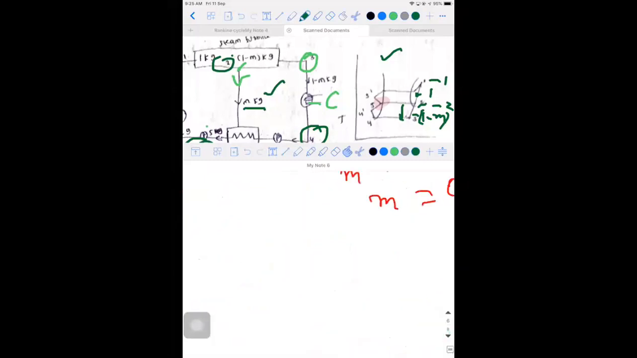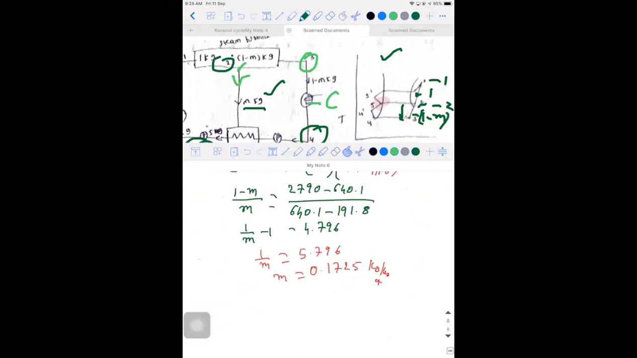The expression for WT is 1 into (h1 minus h2) plus (1 minus m) into (h2 minus h3). This is what I get. Now let us substitute the same values.